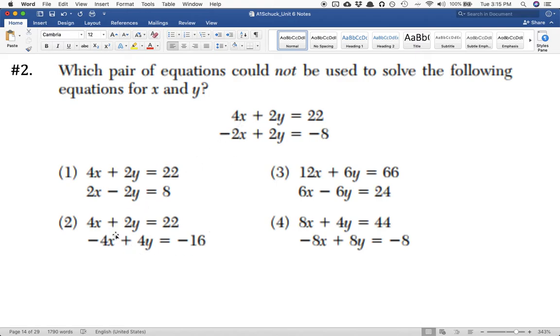Negative 2 times 2, negative 4. 2 times 2, 4. Negative 8 times 2, negative 16. So this one must be wrong, unless I missed something. Let's check to see what the issue is.